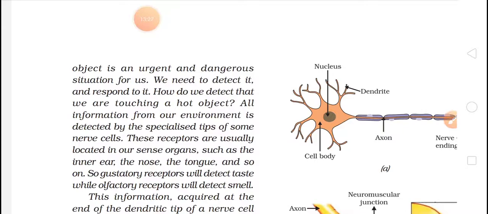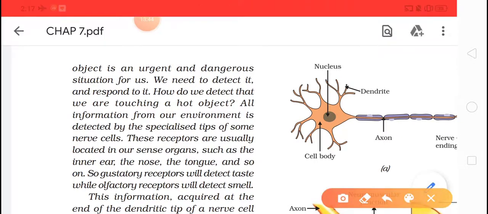So gustatory receptors will detect taste, while olfactory receptors will detect smell. I'll explain this in a very easy way. They are talking about sense organs. We have different sense organs. We have 5 senses. Let's see the.